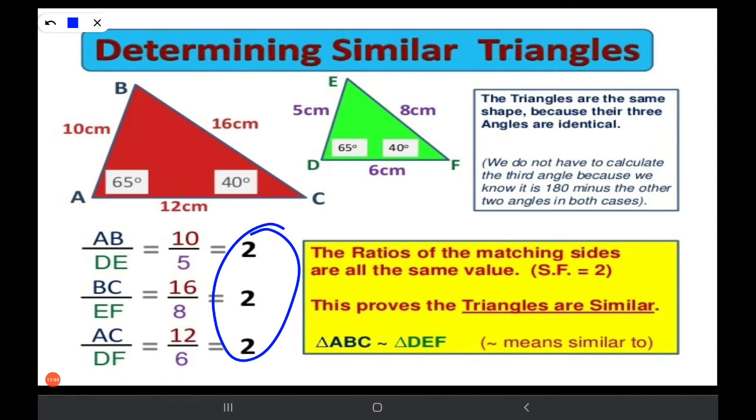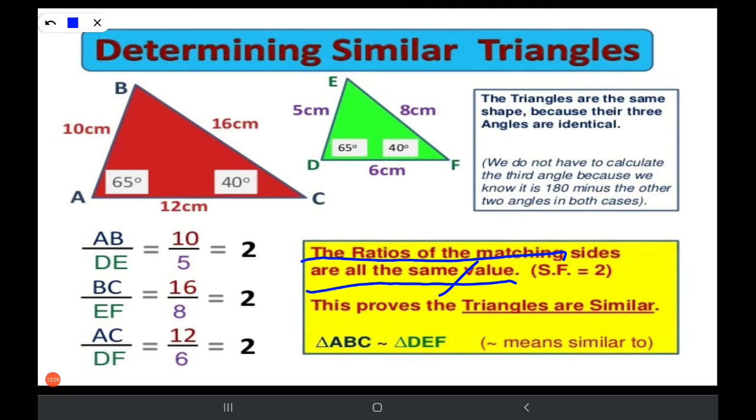If that is equal, we can say the two triangles are similar. This symbol is known as similar; we read it as similar to. Here you can see the definition of scale factor: the ratio of the matching sides are all the same value, that is scale factor.